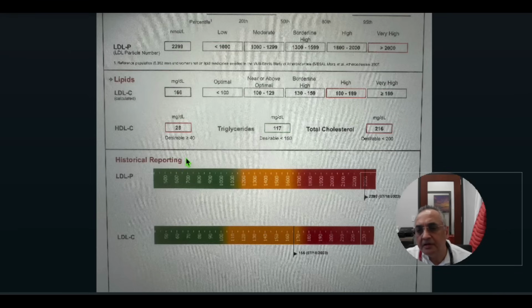As you can see on the screen, his total cholesterol is 216, triglyceride level is 117, HDL cholesterol is 28, and LDL cholesterol is 166. So far, this type of test is routinely done, but nowadays there is a different test called NMR lipo, which is a much more detailed test, and I'm going to share with you the second part of this test in the next slide. Here you go.